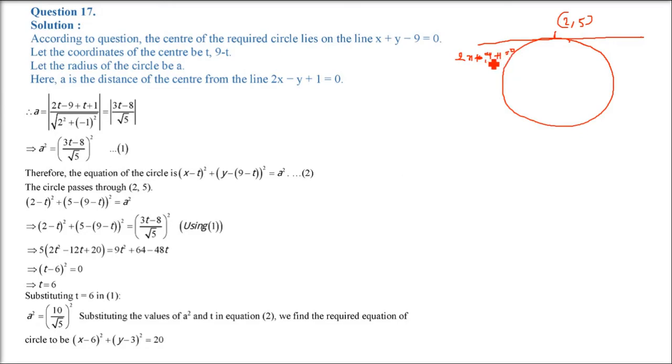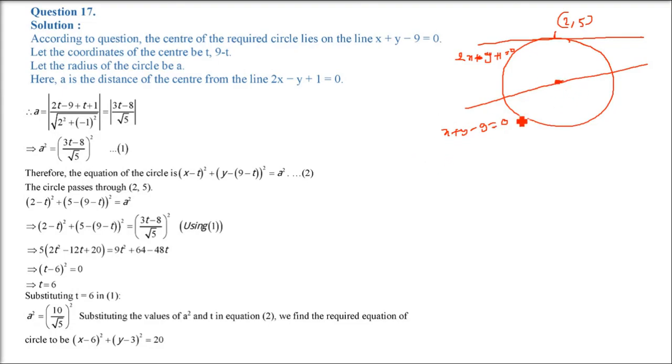This is our first condition. And the center of the circle lies on this line, x plus y minus 9 equals 0. So this is the line, and the center lies on it. The center (h, k) which we generally take lies here. So how do we go about this question?